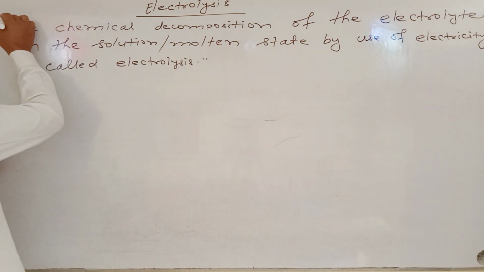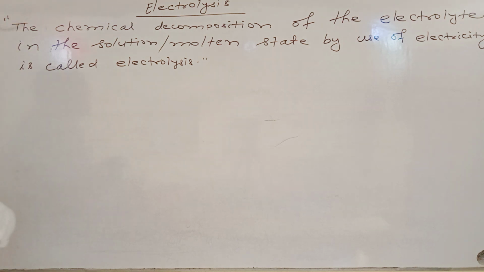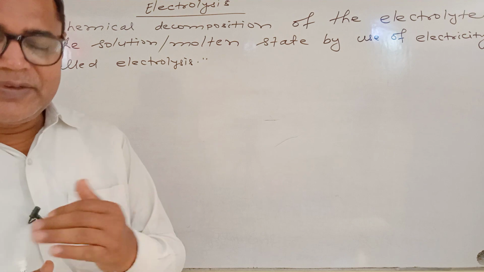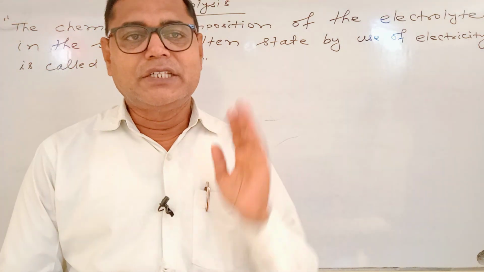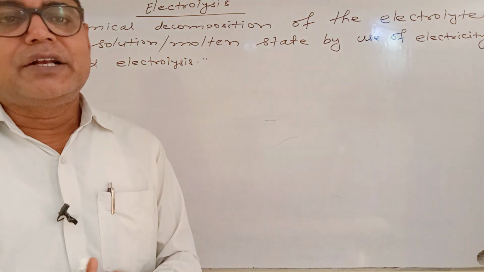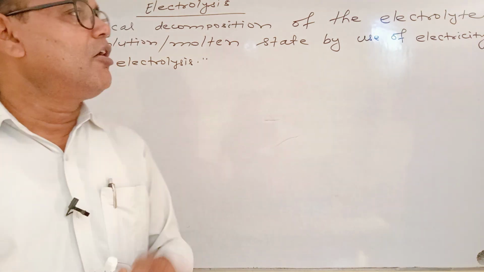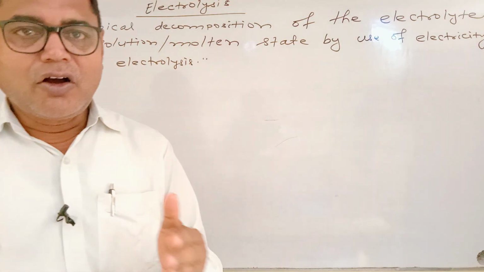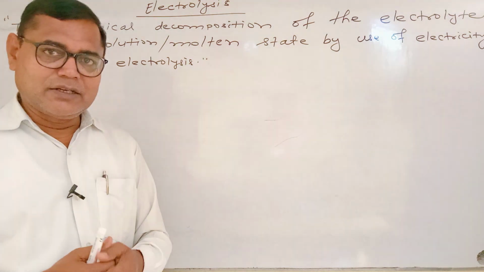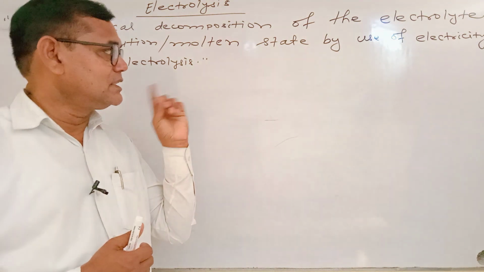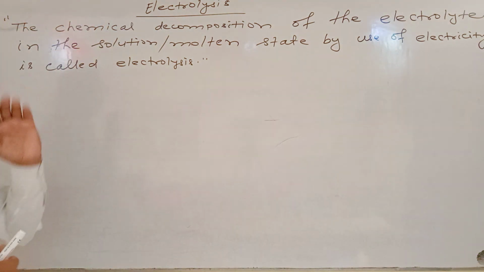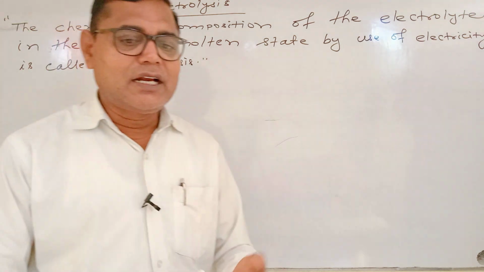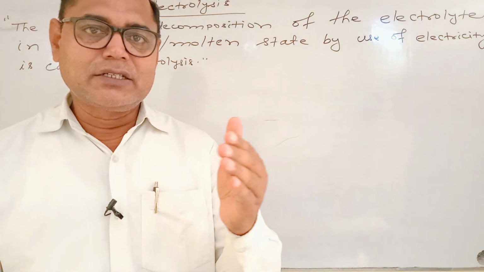It is a definition of electrolysis. We write the definition of electrolysis: the chemical decomposition of the electrolyte in the solution or molten state by use of electricity is called electrolysis. Now we write the second topic, electrolytic cell.